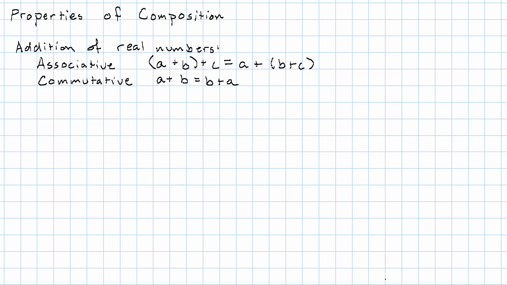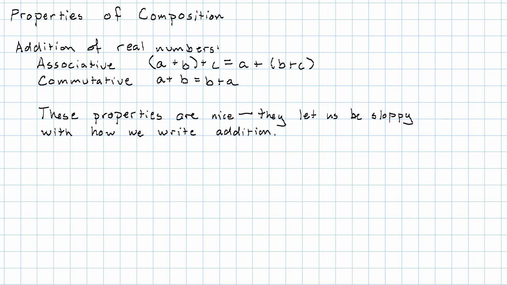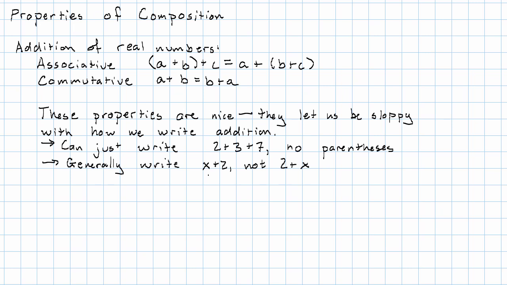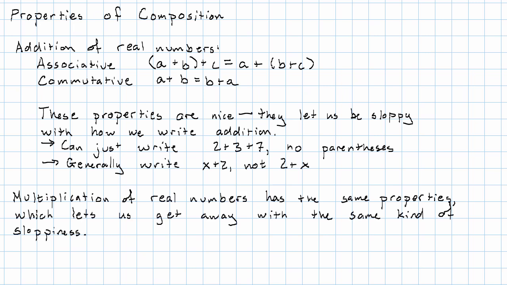And these properties are really nice. They let us be kind of sloppy with how we write addition, right? If we're adding three numbers together, we can just write 2 plus 3 plus 7 with no parentheses, because it doesn't matter how you group them. And generally when we're writing, say, a variable and a number added together, we'll prefer to write x plus 2 rather than 2 plus x, since they mean the same thing and it's nice to have a standard form. Multiplication of real numbers has those same properties, which lets us get away with the same kind of sloppiness.